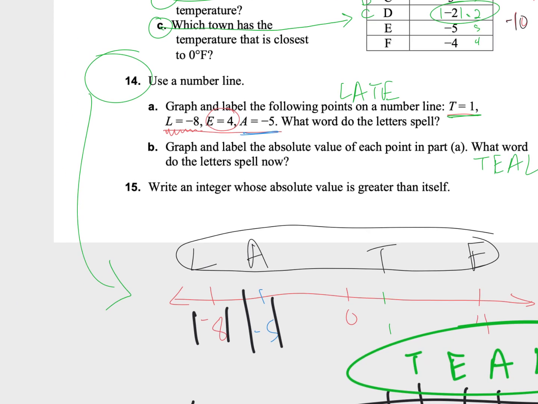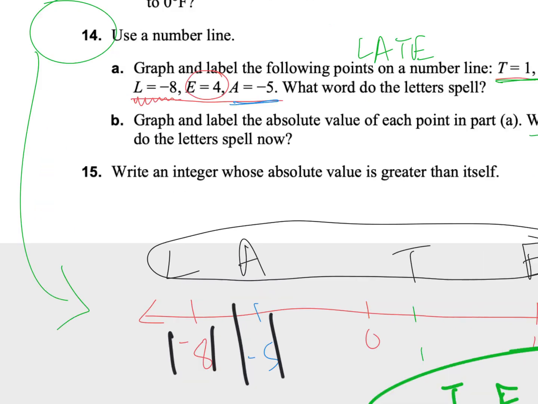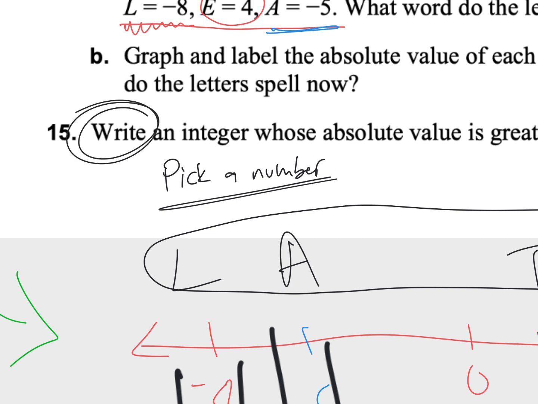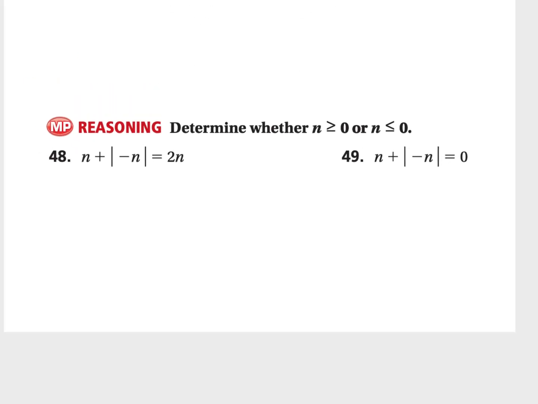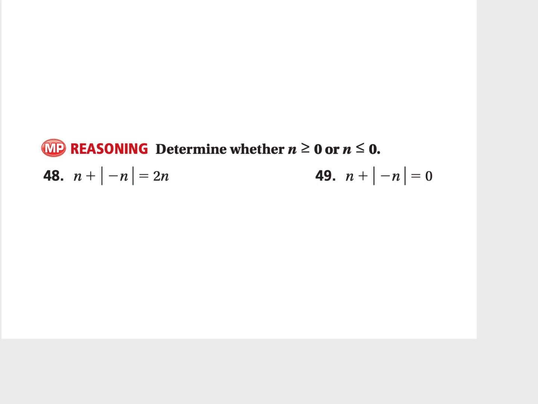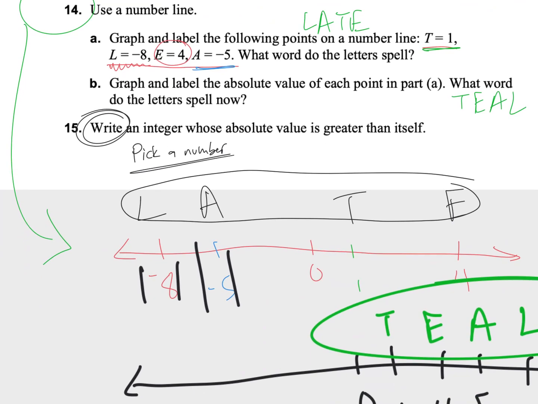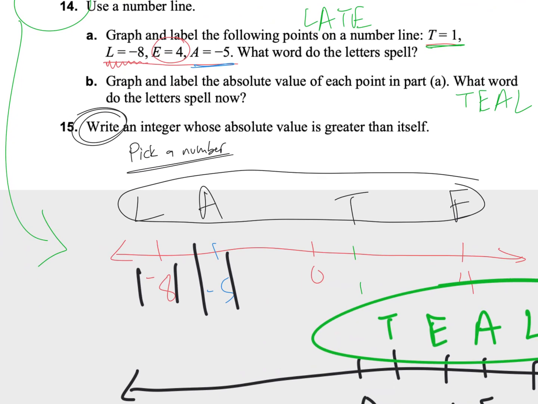Write an integer whose absolute value is greater than itself. Write an integer. Okay, let's break this down. Here's my biggest advice. Pick a number. When you're doing problems like this, where they're asking you to write something, same thing with over here, they're saying, hey, determine. They're wanting you to kind of come up with something, to do some reasoning. So we're going to pick a number here.